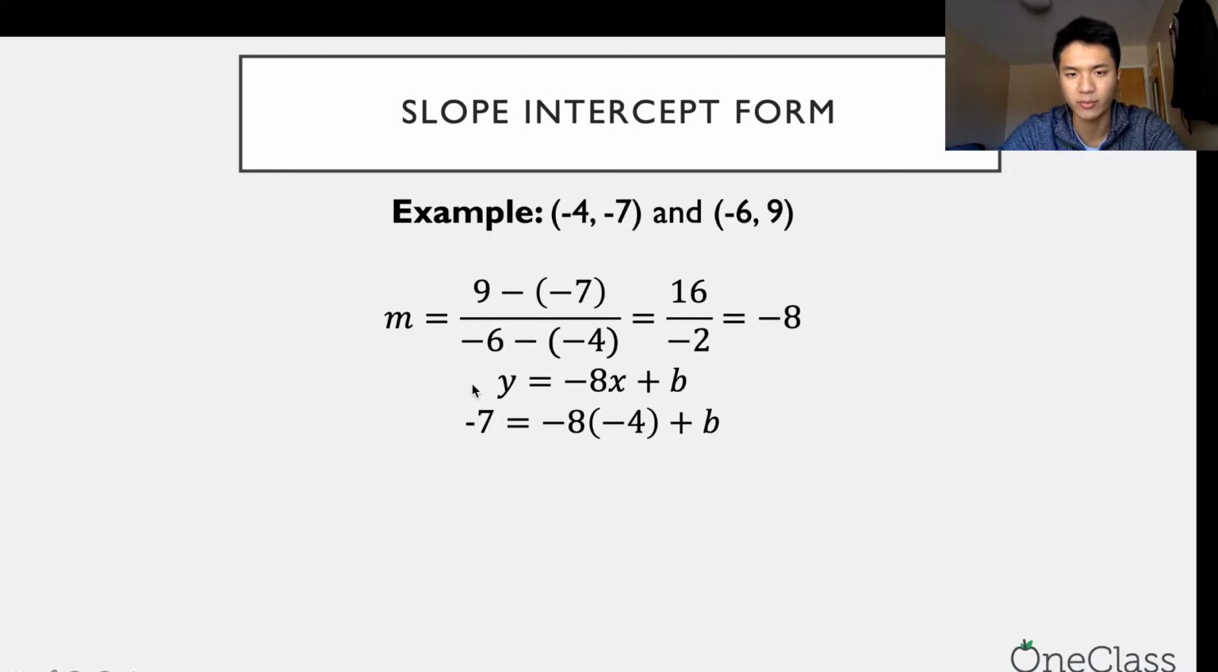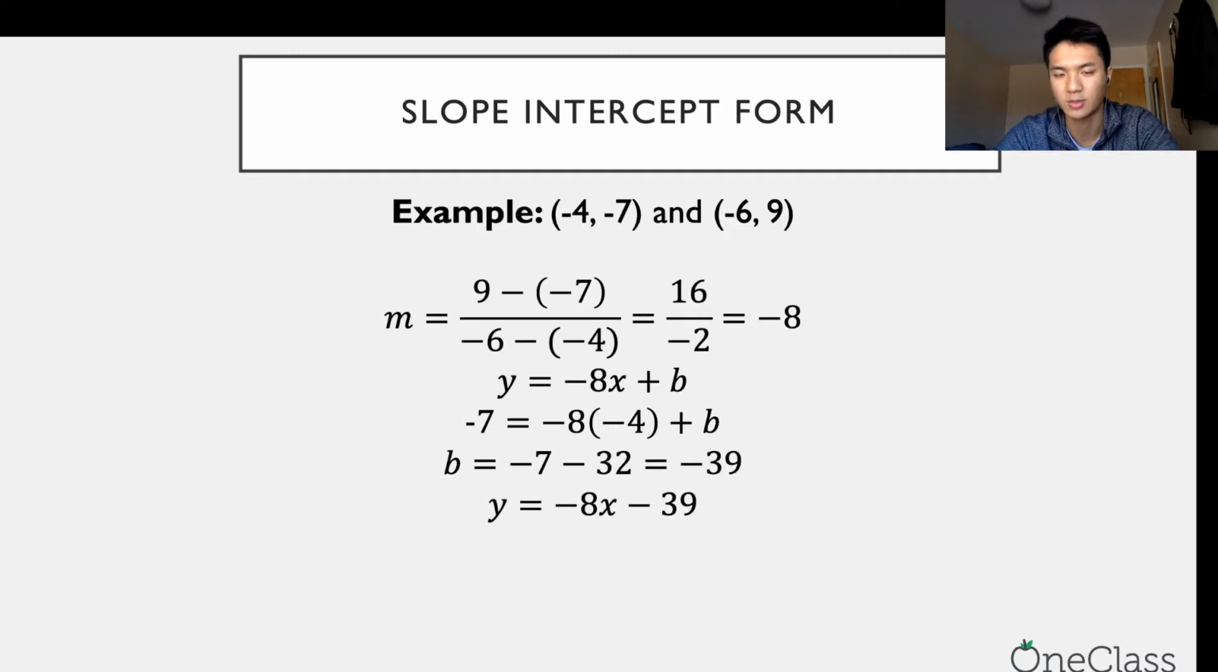So now, again, we see we went from an equation which has three variables to an equation which has one variable, just b. And we can say, okay, let's solve for b. We get b equals -7 minus 32, which is -8 times -4, and we get -39. So now we should have all the information we need to assemble our equation into the final product, and that's going to be y equals -8x minus 39. And that is the equation of the line that intersects through both -4, -7, and -6, 9.